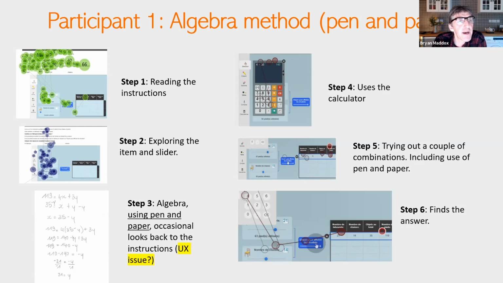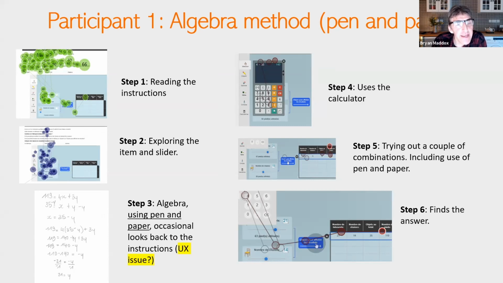So she begins by really very carefully reading the instructions for quite a long time, but also looking at some of the detail on the item. And then she goes to step 2, which is exploring the item and the slider. So she quickly and very carefully looks at all the content, and this is beautiful from the point of view of the test designer. This is exactly what they might be expecting.